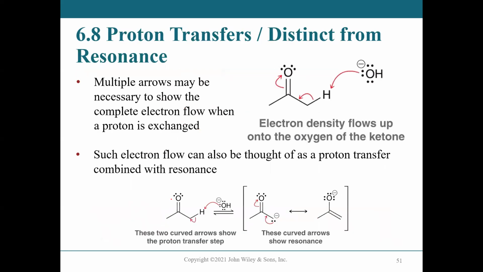But it may be necessary, as this example is showing, multiple arrows may be necessary to show the complete electron flow when a proton is exchanged. So here we have a hydroxide group. It's going to take that hydrogen right there. And once it does that, you're going to get this right here. That double bond will be here, and these electrons will be here now. And once we get this, it can also revert back and put the electrons right here. That's what this is showing right here. In this case, when we put the electrons right here, now we have this structure right here.